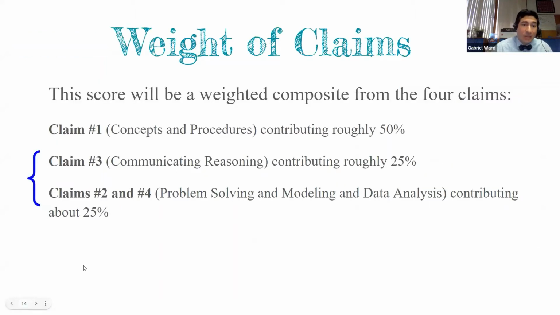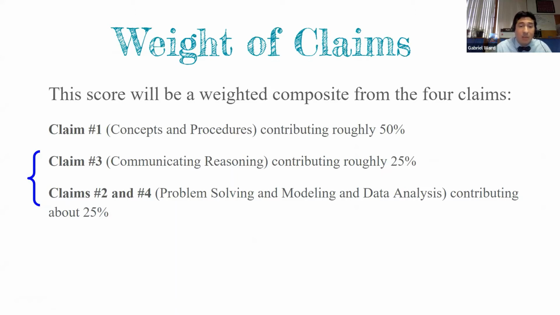So in terms of the weight of claims, I think it's helpful to understand how these things are scored. Are they all equal balance in terms of how they're going to be weighted when they produce the scores for our students? And no. If you're talking about claims 1, 2, 3, 4, claim 1 is about half of the test. So that's the bulk.